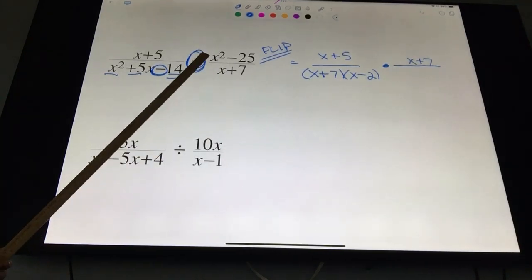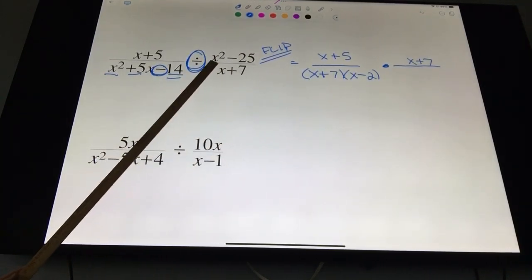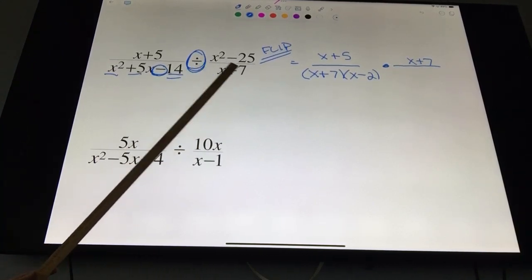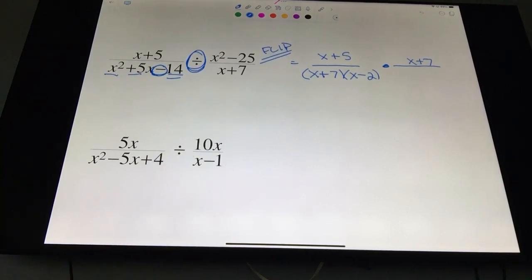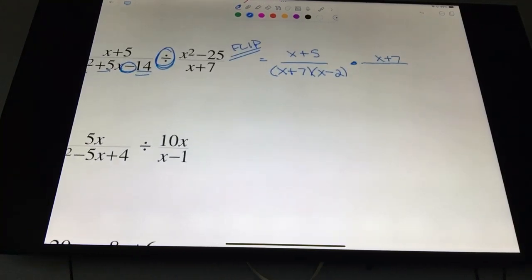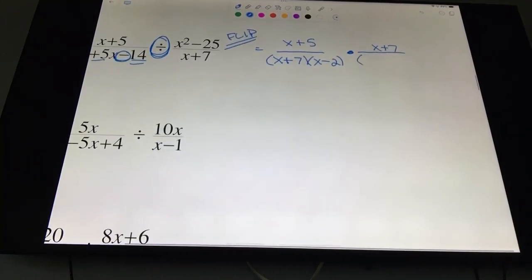And then my x squared minus 25 is going to come down. So common factor? No. Difference of squares? Yes. So again, what makes it square? Even powers, and then your squares, you either know them or you go to your calculator and look for them. So x squared is x times x. 25, 5 times 5, plus and minus.